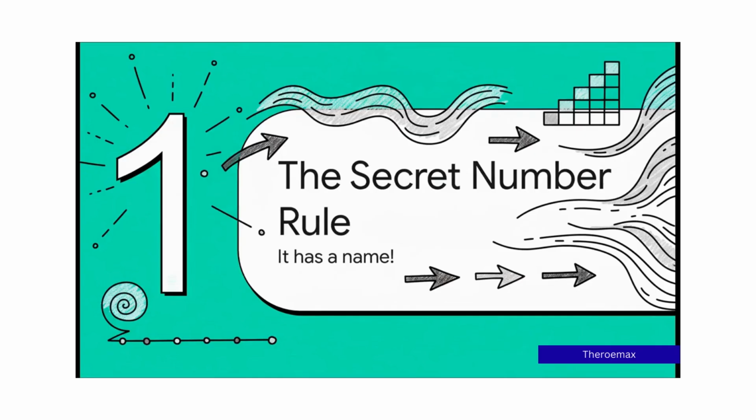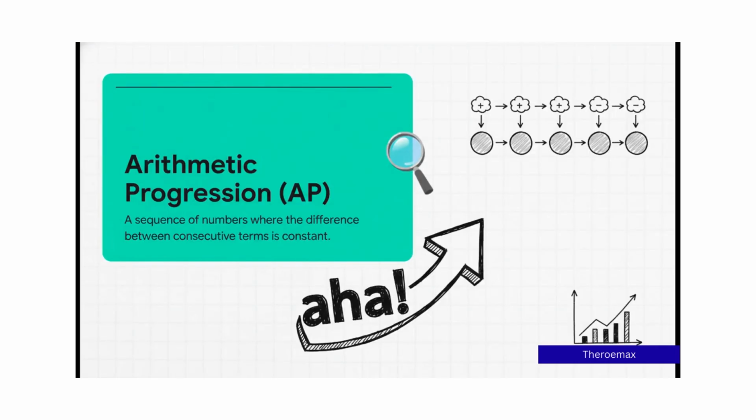Now, this secret rule isn't just some random little trick. It actually has a proper name in the world of math, and it's the key to figuring out any number in these patterns, no matter how far down the list you want to go. And here it is. It's called an arithmetic progression, or AP for short. This is that aha moment. It just means it's a list of numbers where the gap between them is always the same. And that constant amount that you're adding or subtracting, we call that the common difference.